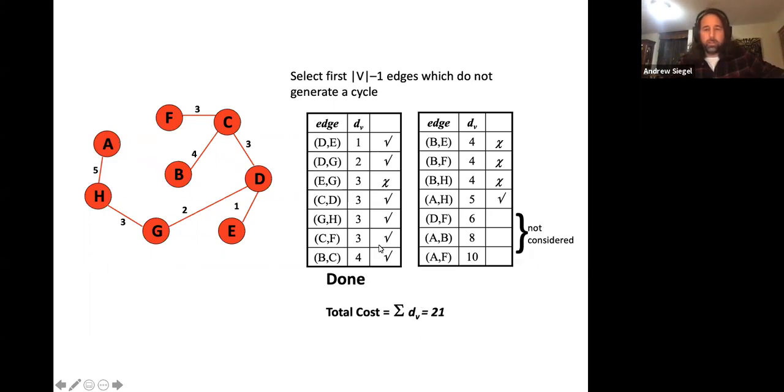Okay, so really neat algorithm based off of sorting of edges and cycle detection, and we'll talk about how to do that in a segment in the near future.